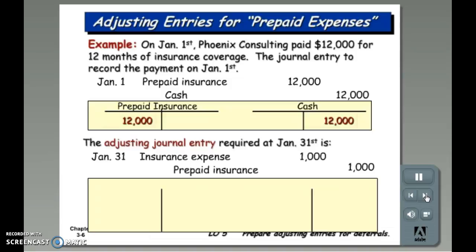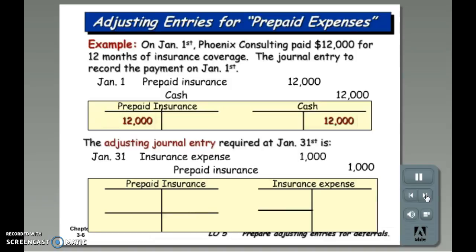The credit account is the prepaid insurance account. It is necessary to reduce the prepaid insurance account by 1 month, and assets decrease with credits. After posting the adjusting entry to the T accounts, we see the adjusted amount in prepaid insurance reflects $11,000, or the remaining 11 months of insurance paid in advance. The $11,000 debit balance is the adjusted balance.